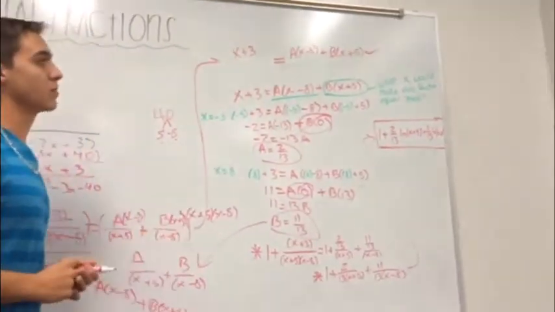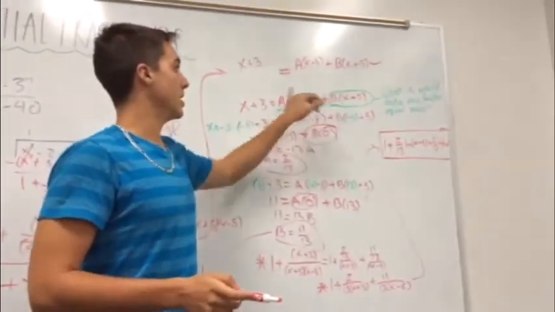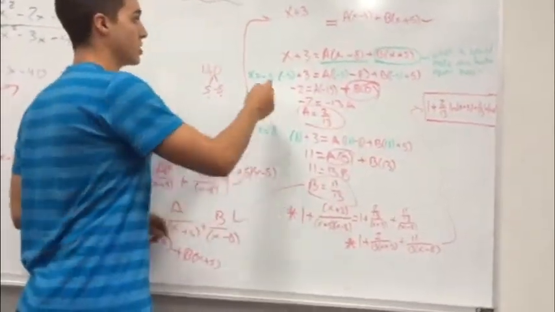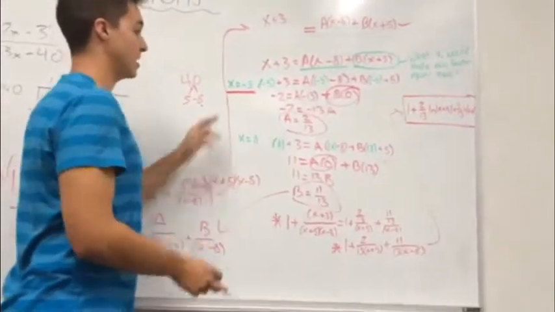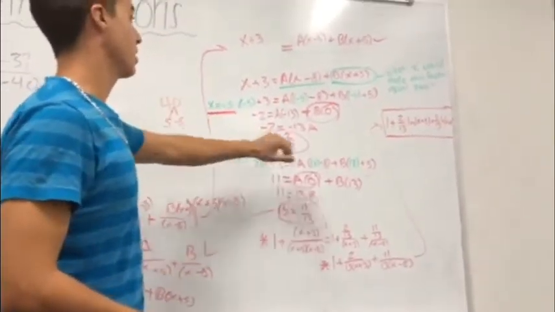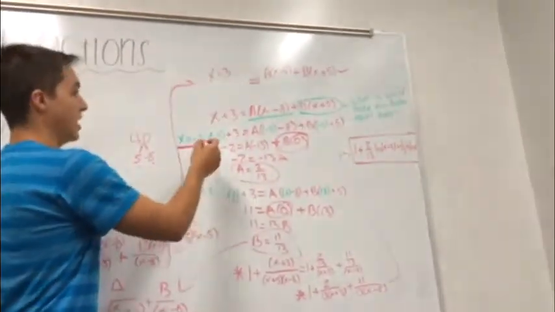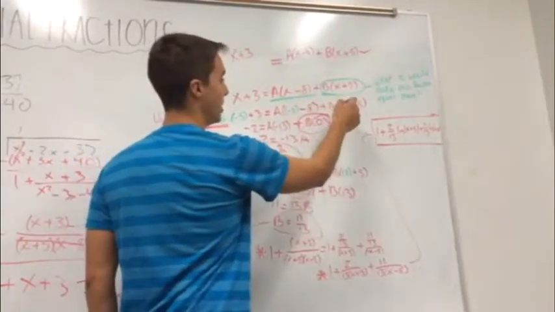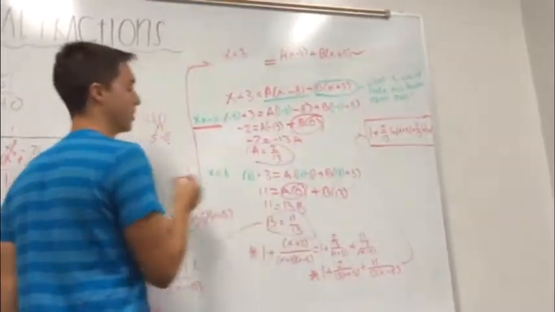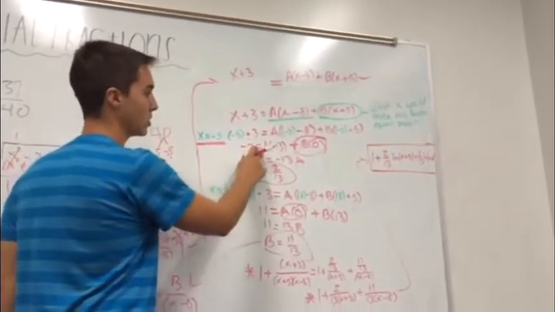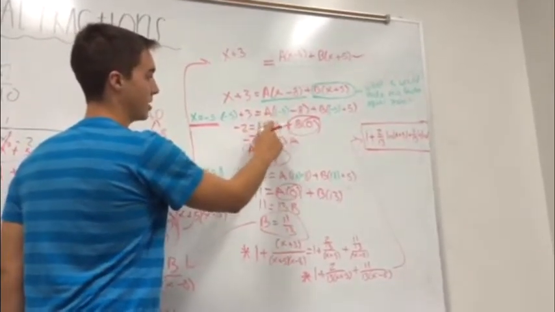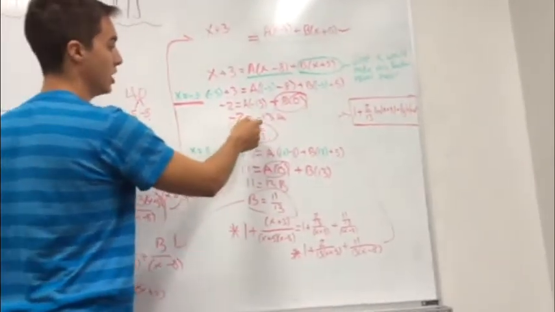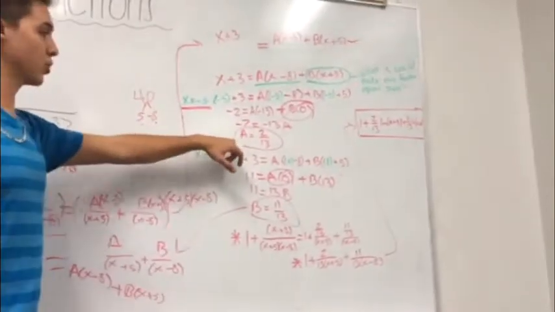Now we have to find out what value would make each of these factors equal to 0. In order to do that, we're going to use x equals −5 in order to make B equal 0. So now we get −5 + 3 equals A times (−5 − 8) plus B times (−5 + 5). What we're left with is −2 equals A times −13 plus B times 0, so that cancels out. So −2 equals −13A, so A equals 2 over 13.